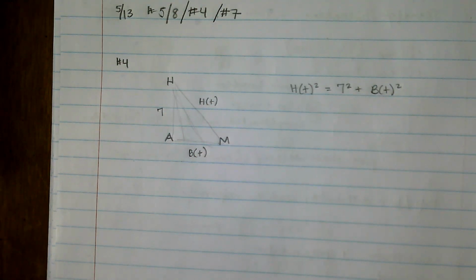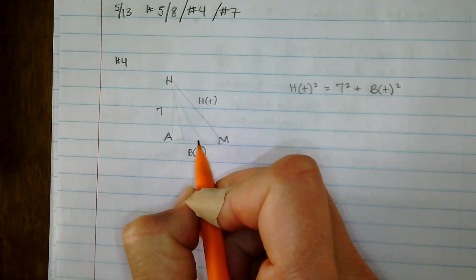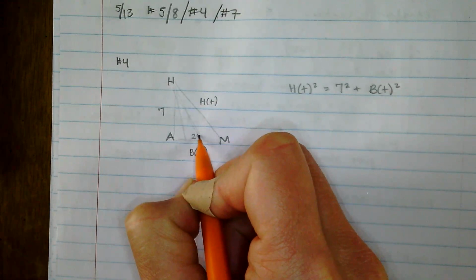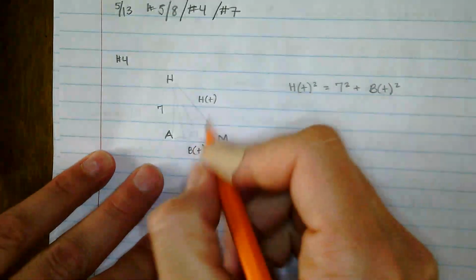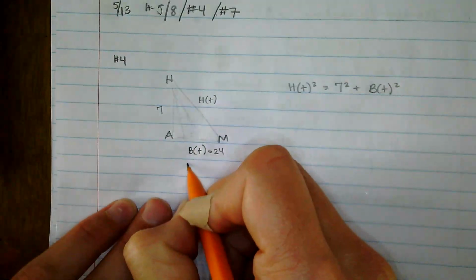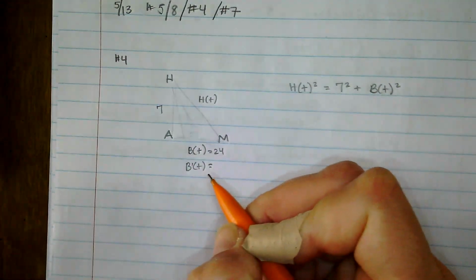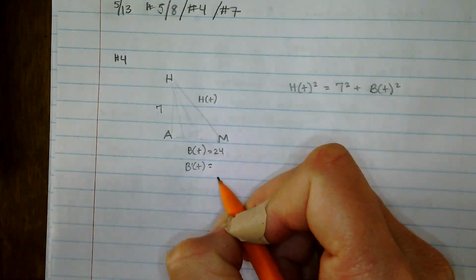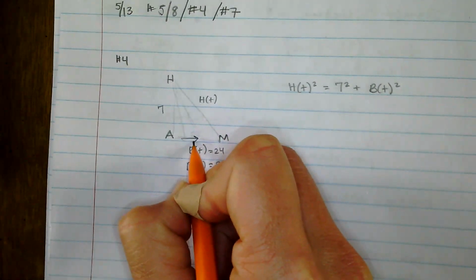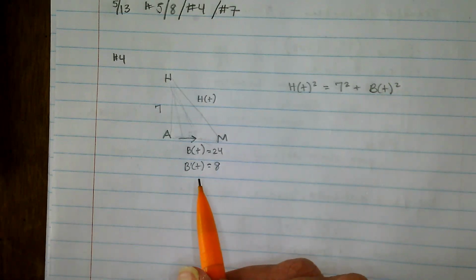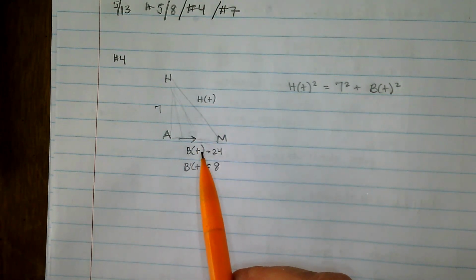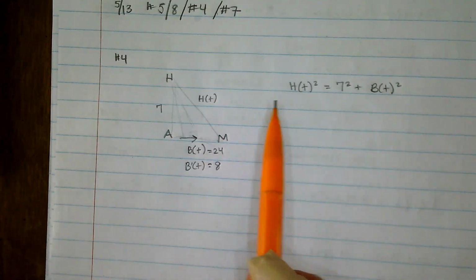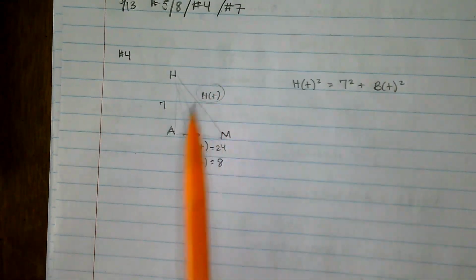When the basketball is specifically 24 feet away from Anna, so when this number is specifically 24, b prime of t, they say, is 8 feet per second, which means it's probably headed that direction because that's a positive number. At this exact instant, what is the rate at which the distance between the basketball and the hoop is changing?